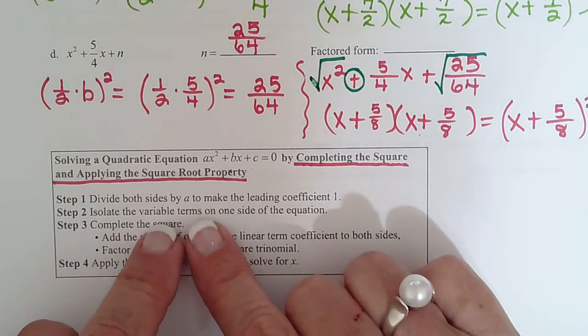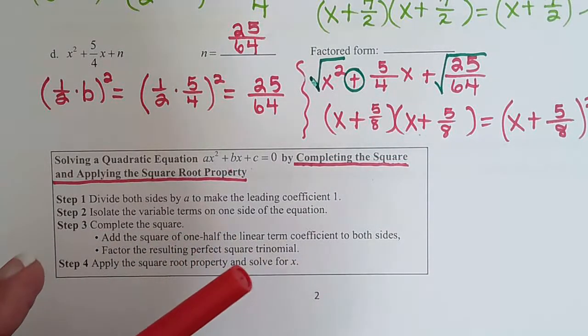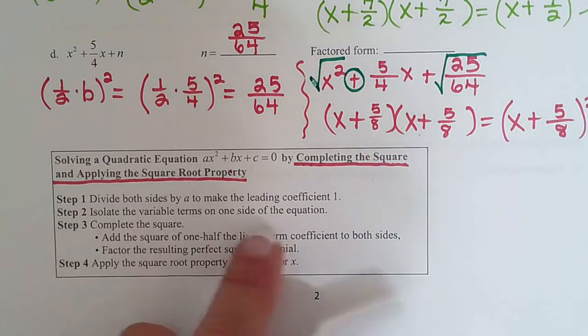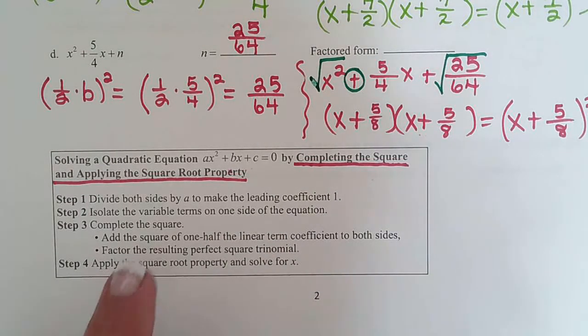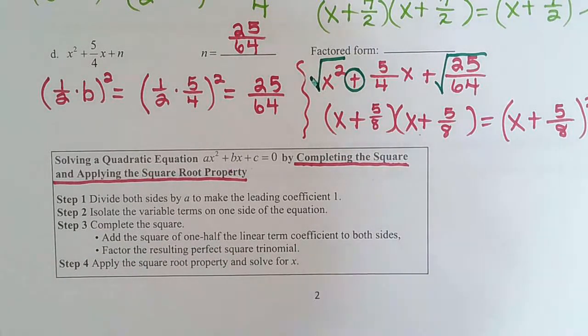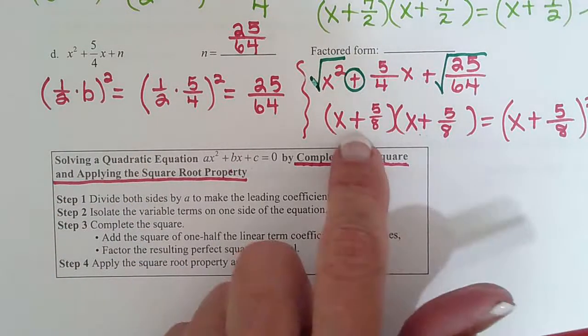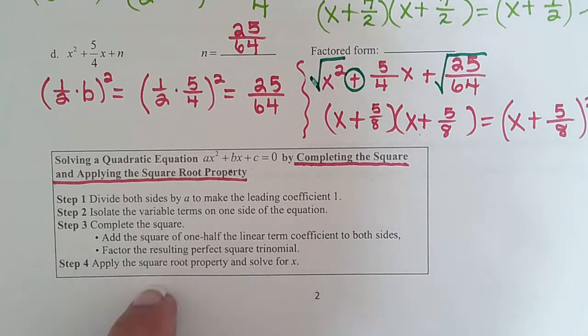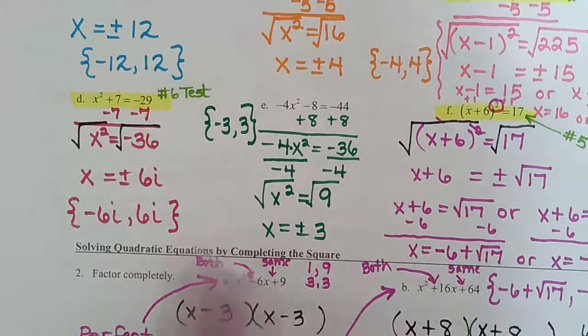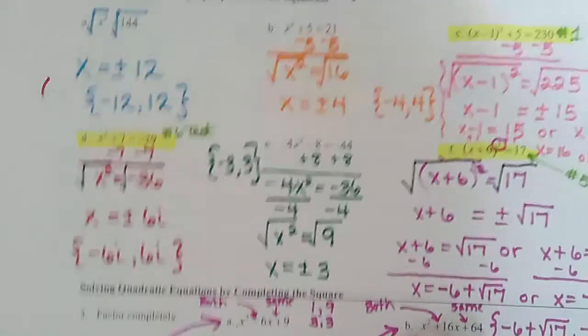Then we isolate the terms with the variables on the left side of the equation. So everything that has a variable in it is on the left side of the equation. So that means anything without a variable, like the constant, goes over to the right. Then we complete the square by adding the square of 1/2 of the linear term to both sides. That's what we were practicing on up here. Factor the resulting perfect square. That's what we were practicing on right there. Then we do the square root property, which is what we did on the front page of these notes. So the last step is always to do this, square root property. Square root both sides, add a plus or minus, and so on.